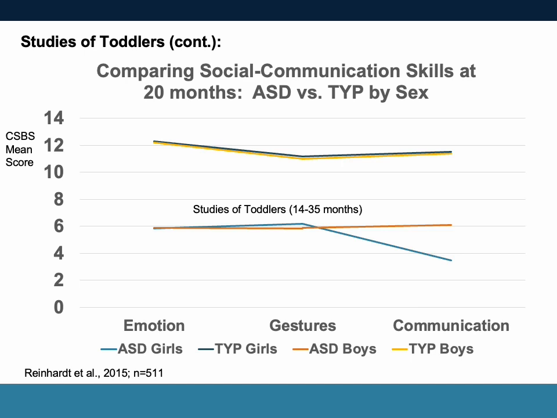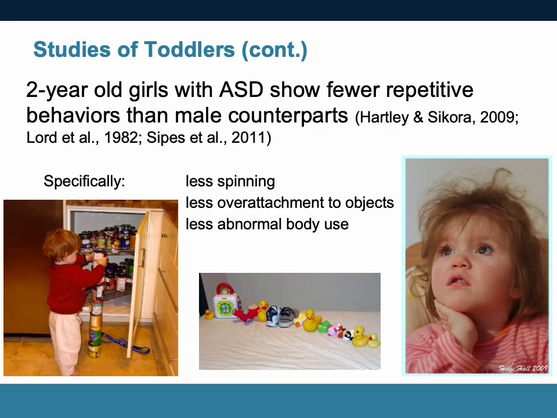So perhaps there could be a subtle difference that begins to occur in the second year of life, which over time could cascade into longer term impacts. Several studies have concurred on an important finding that will be very relevant for our practices in early identification. And that is that 2-year-old girls, who are later found to have confirmed diagnoses of ASD, show fewer repetitive behaviors than their male counterparts. Specifically, several groups have noted less unusual actions on objects, I guess you might say. There's less frequent spinning, less frequent carrying or over-attachment to objects, and overall, less abnormal body use.